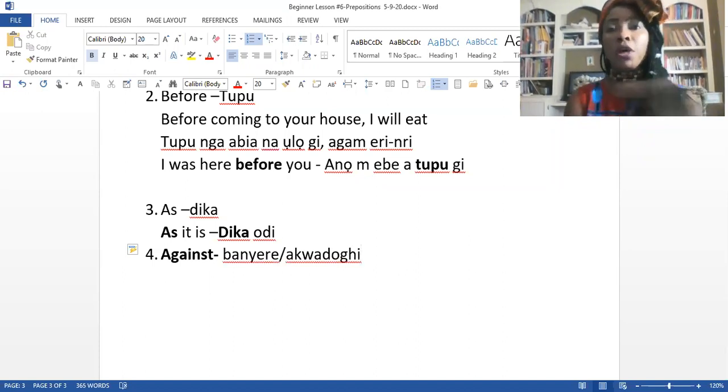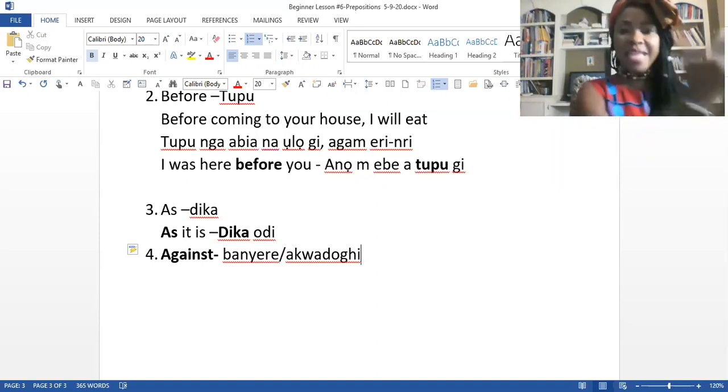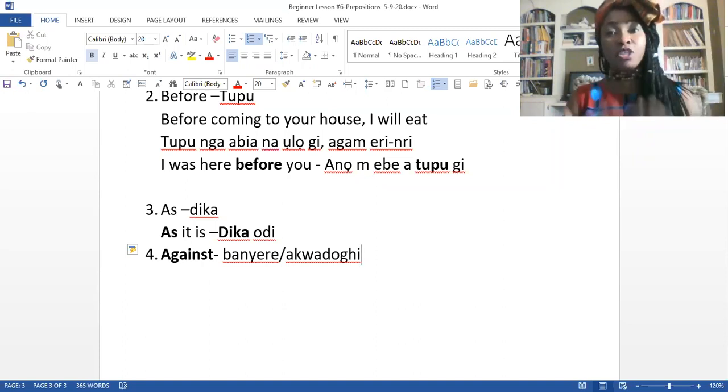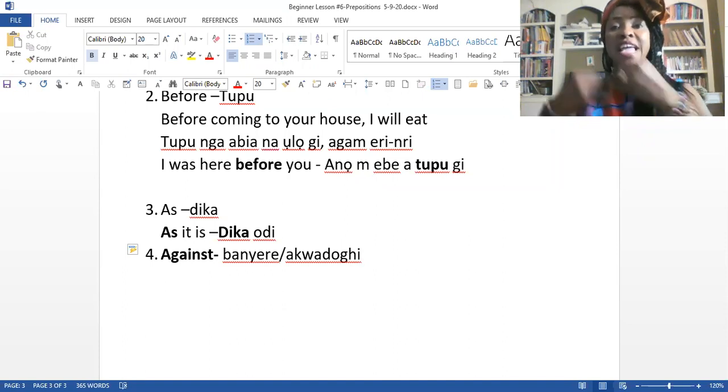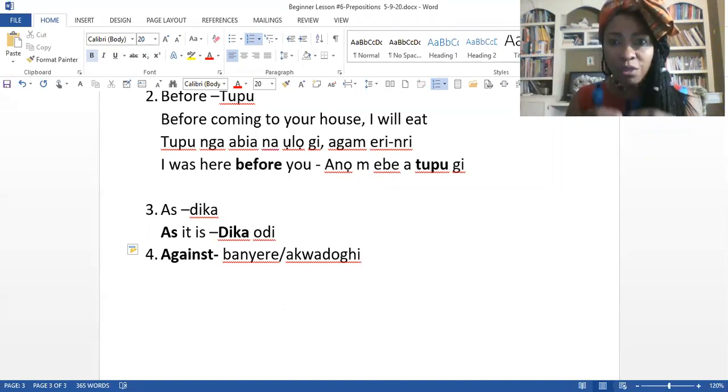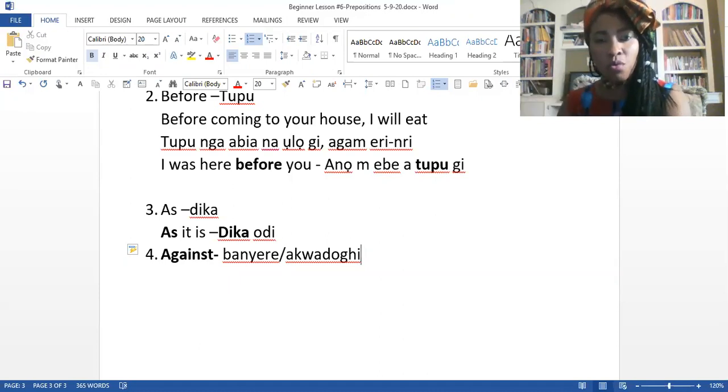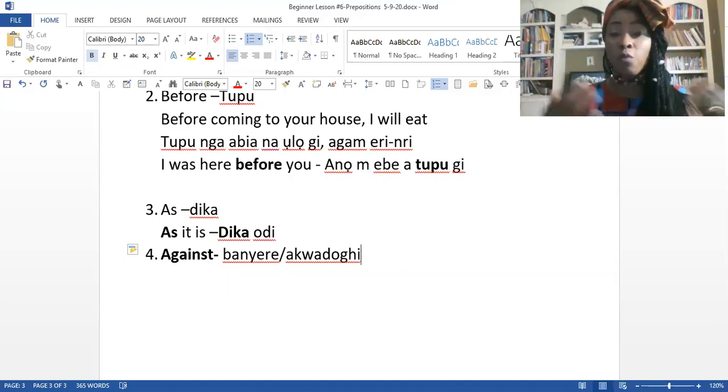You are not in support of this. You are against this. Akwadogi ihe. I'm not in support of this. Akwadogi ihe ị na-ekwu. I am not in support of what you are preaching. You see, I am not in support of what you are saying. Akwadogi ihe banyere ya. So these are ways, but use whichever one you are comfortable with.